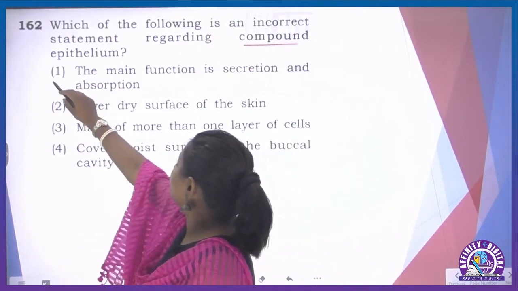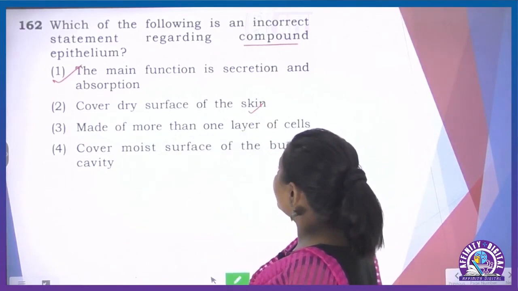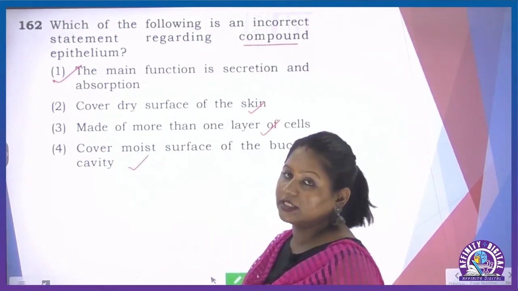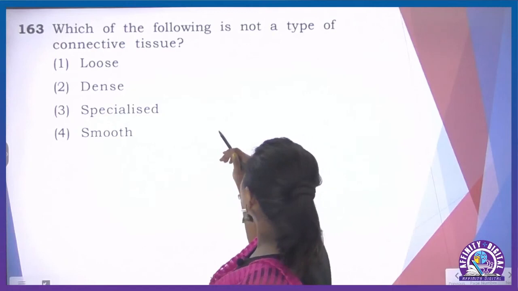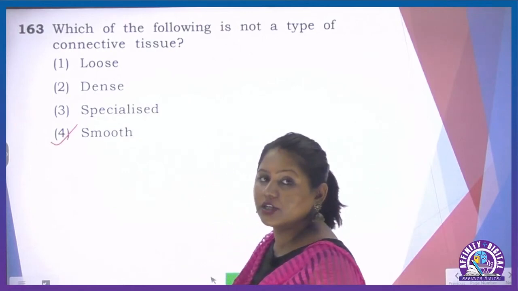It covers the dry surface of the skin, that is also true. Made of more than one layer of cell, that is true. Cover moist surface of the buccal cavity, that is also true. So 162, option 1. Which one of the following is not a type of connective tissue? It is the loose, dense, specialized, smooth. Smooth belongs to the muscular tissue. So this is the incorrect option.